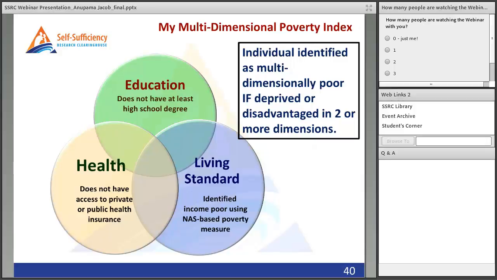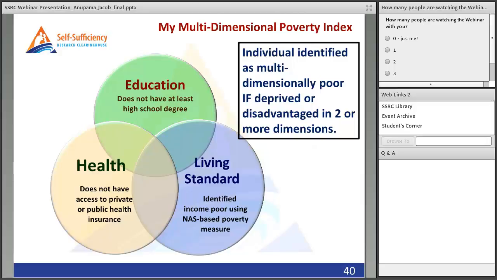And lastly, for the standard of living dimension, a person is considered deprived if he or she has a poverty status of poor using the NAS-based measure. The poverty status is used because it's assumed to capture those individuals who are unable to meet the minimum level of economic sufficiency, based on what we consider the minimum acceptable standard of living in our society.